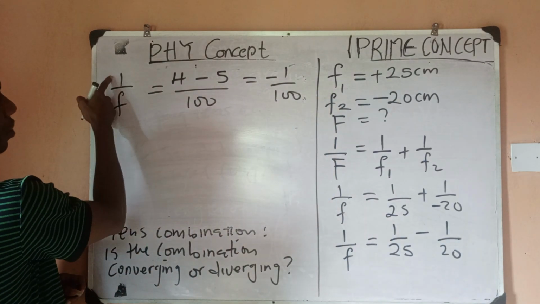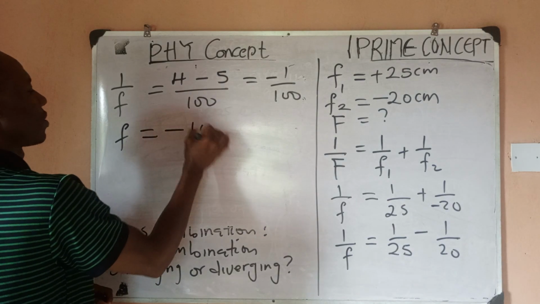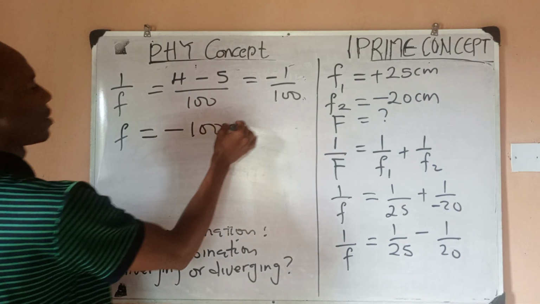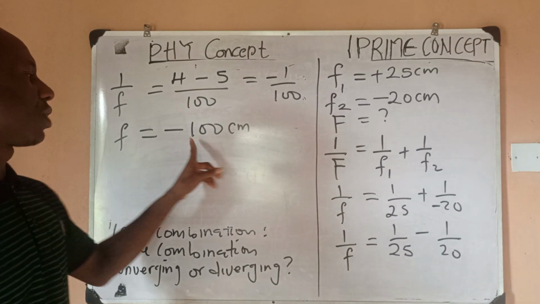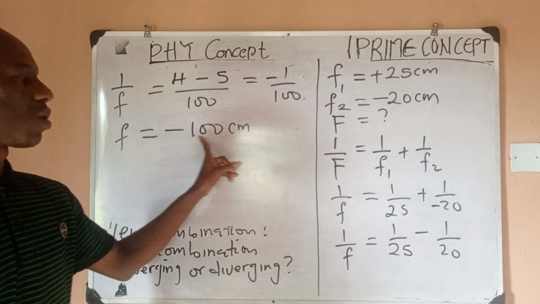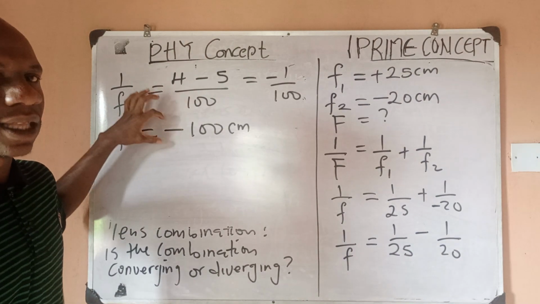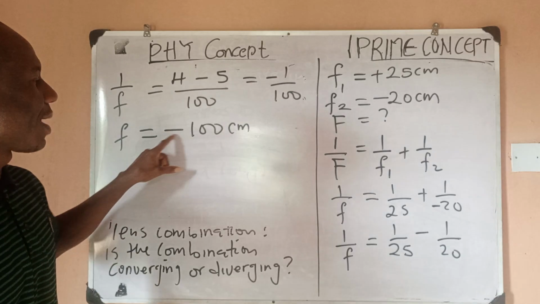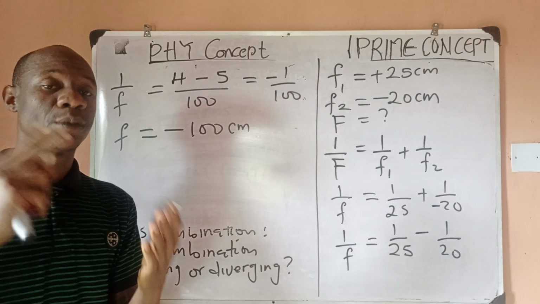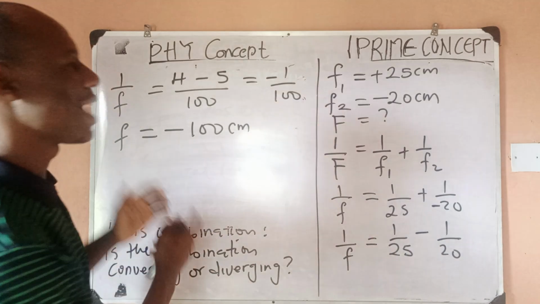So that I'm looking for f, not 1 over f, so that f becomes minus 100 over 1, which is still minus 100. Now, you would notice that the focal length of our combination is what? 100 cm. Now, what does the sign tell us? The sign describes the nature of the combination. So since we have a negative, it means that our combination is going to be what? You are very correct. It's going to be divergent.